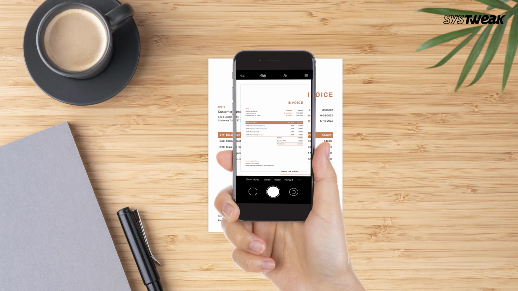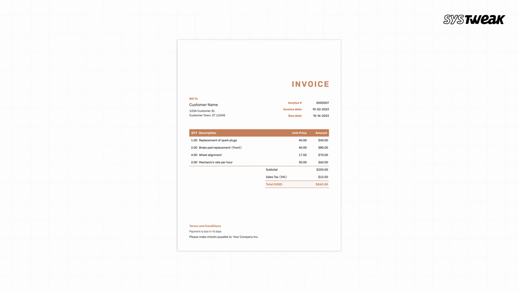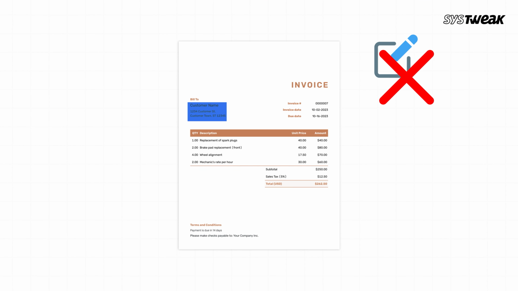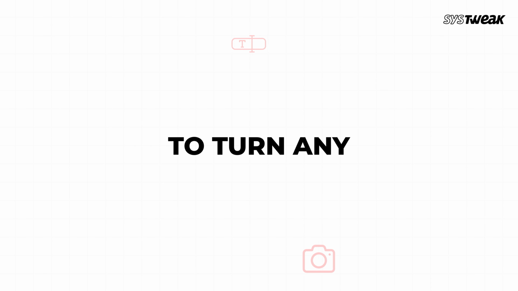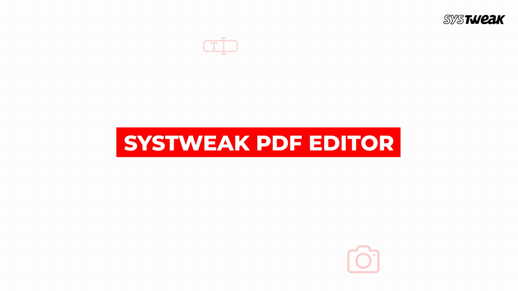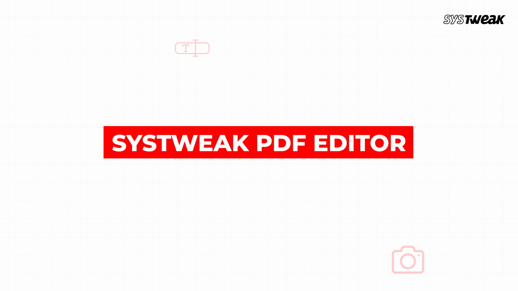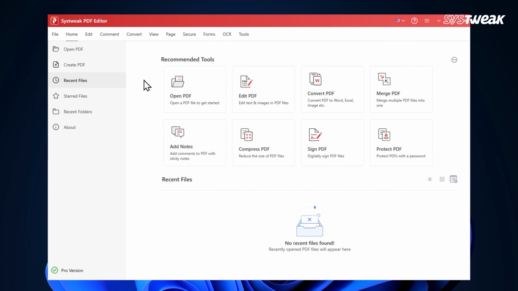Have you ever taken a photo of a page or received an image with text and then wished you could just edit that text? Typing it all again takes so long, and copying from an image seems impossible. Today, I'll show you a super easy way to turn any image into editable text using Systweak PDF Editor step by step. Download and install Systweak PDF Editor from the link given in the description.